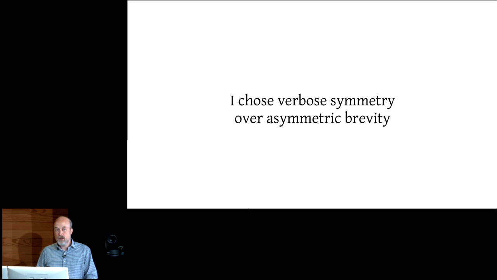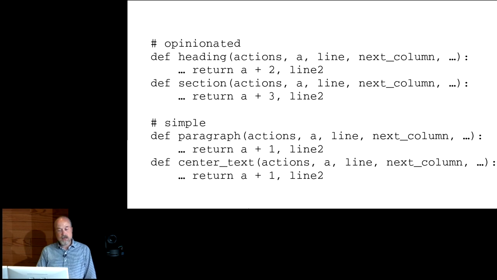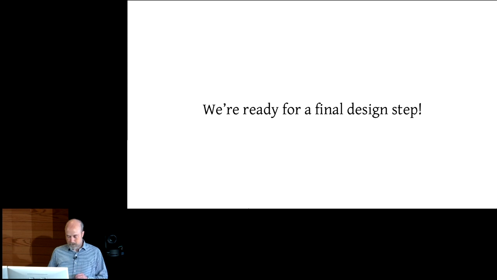So, I would not have done this when I was younger. I just chose verbose symmetry over asymmetric brevity, which would always have been my choice earlier in my career. As a reader, I need routines that behave the same to look the same if I have a chance of being able to maintain my own software. And so symmetry remained. I simply had all the routines follow the same API.